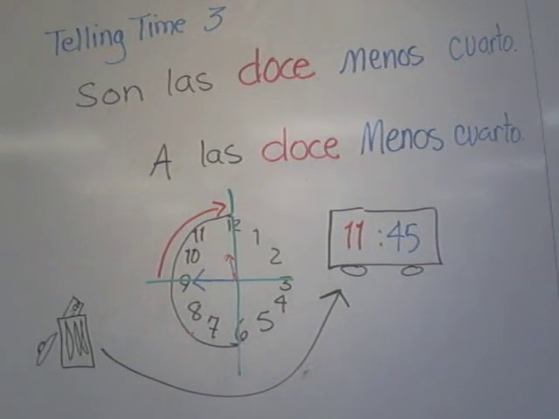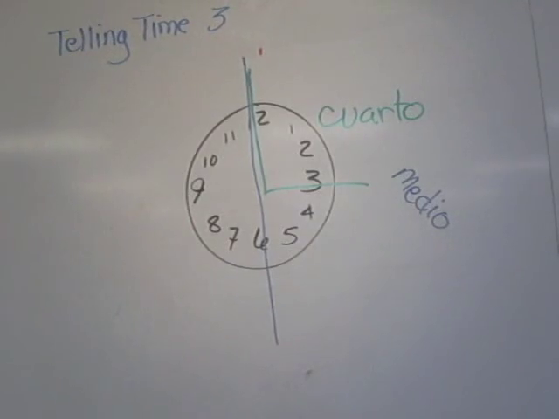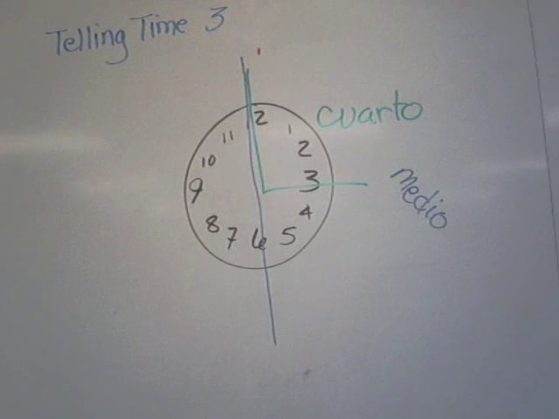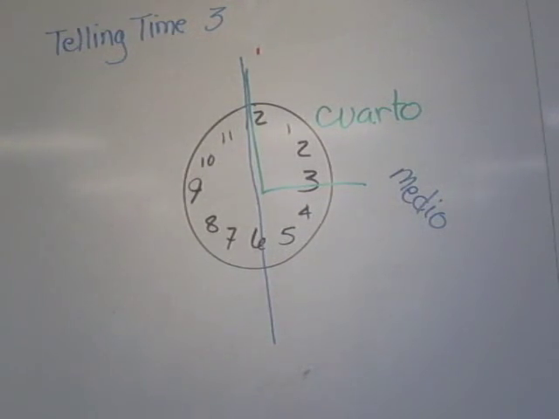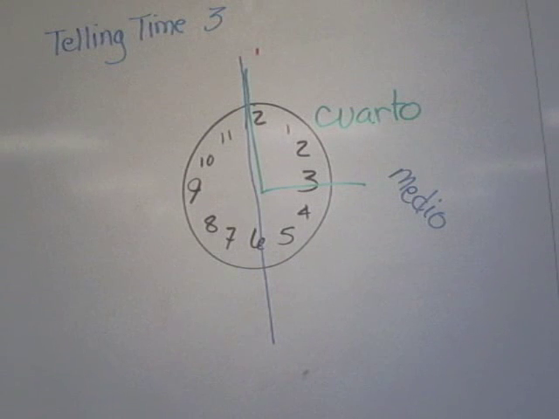So we use the words media y cuarto if you're using an analog watch or clock. I find most people like the digital way better, and that is perfectly good. But you will hear this occasionally, and that's why I wanted to present it to you.